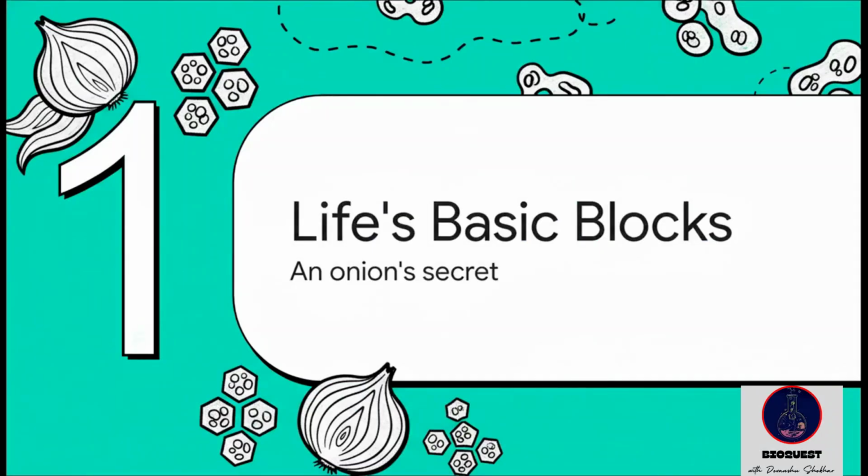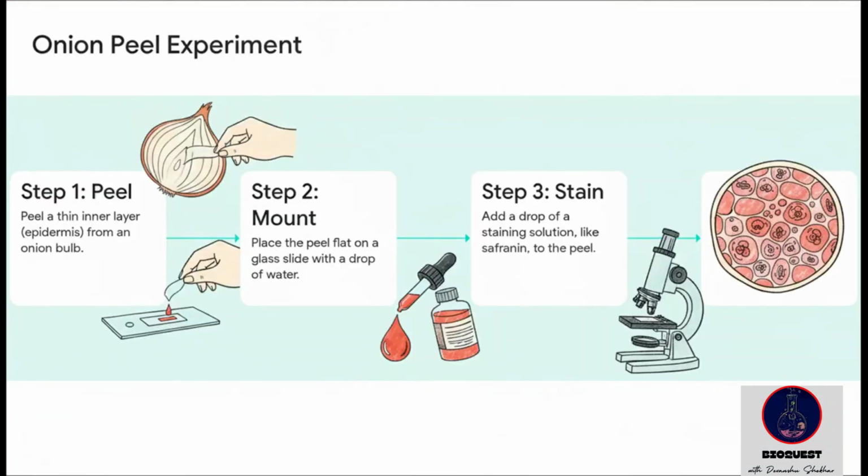All right, so what are these cells really? Well, to figure that out, you don't have to look very far. In fact, something you probably have in your kitchen right now, an onion, can show us a pretty profound biological truth. It's actually pretty simple. You just prepare this temporary mount, peel off a super thin layer, add a little stain so you can see things clearly, and pop it under a microscope. And what you see? Well, it's pretty remarkable.